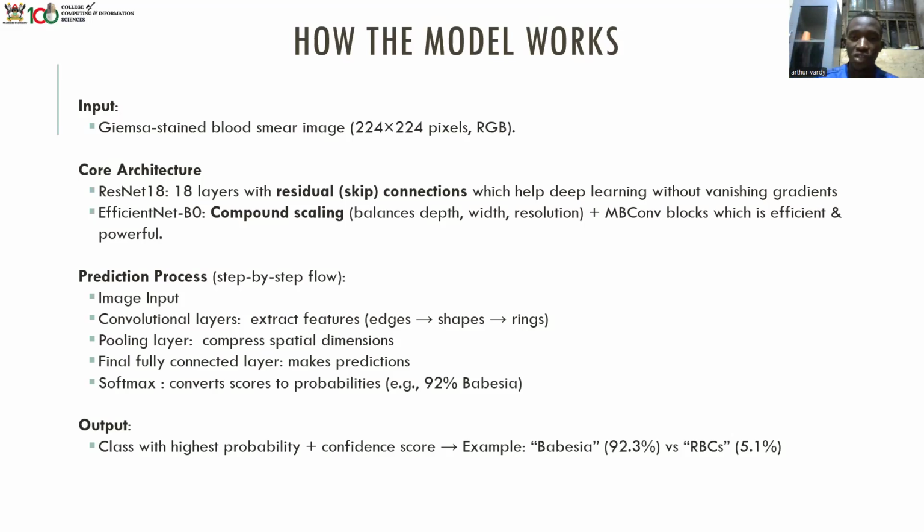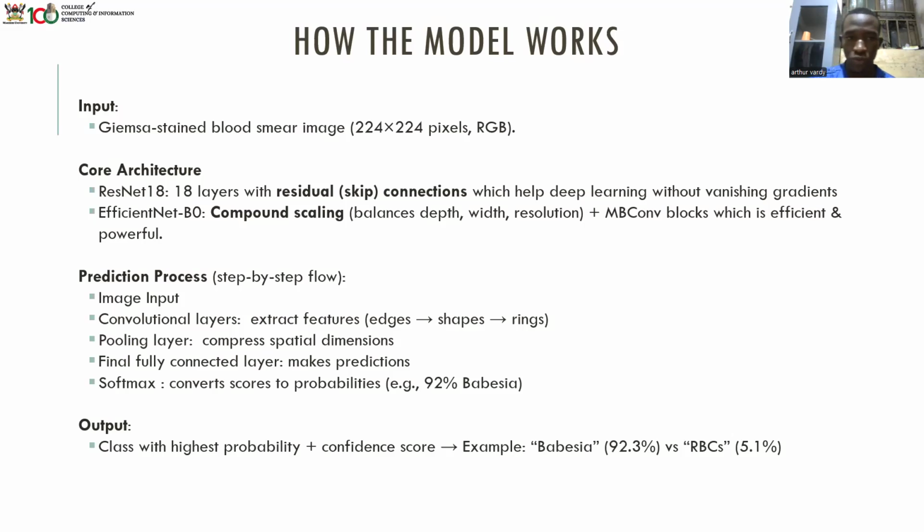Then it also uses the mobile inverted bottleneck convolution blocks, which are efficient and powerful. So these are the steps in the prediction process. First of all, we have the image input, whereby you upload your image that is going to be analyzed by our model. Then you have the convolution layer.